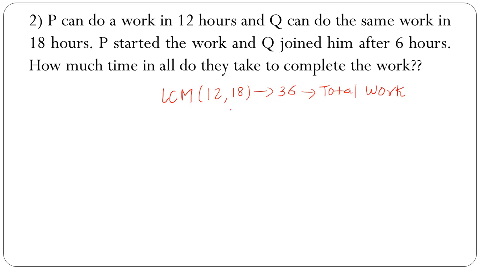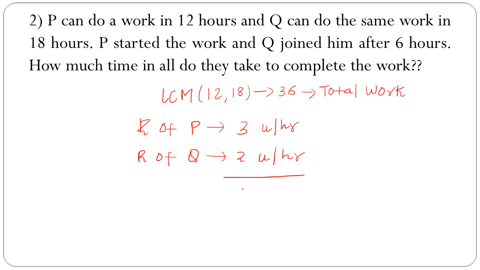Okay, next we find the rate of work of each, P and Q. Rate of P is given by the total work divided by the time taken by P. So 36 by 12, which will be 3 units per hour. Units per hour is the unit of rate. Now the rate of Q is 2 units per hour, which is given by 36 by 18. So when they work together, they can complete 5 units in 1 hour, right?